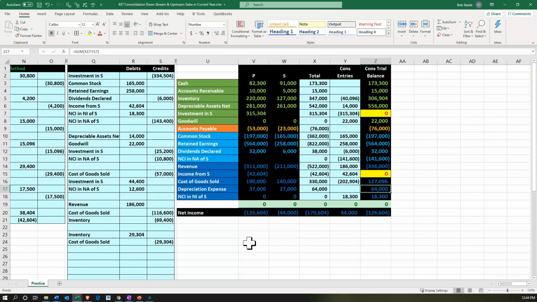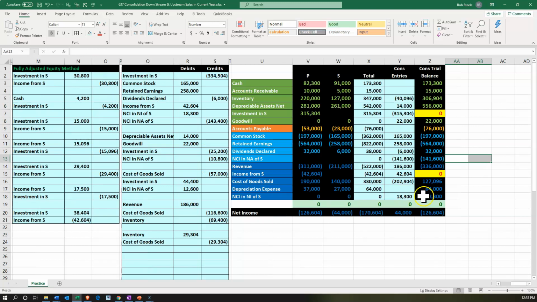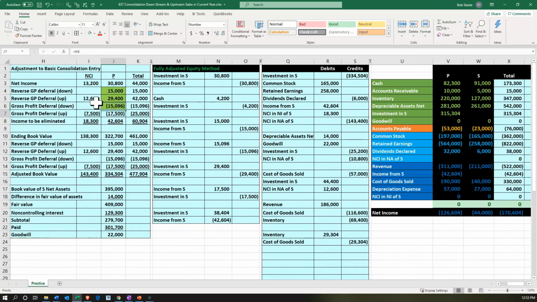So that brings us to, if we look at some of our check numbers, we could say, all right, that's 0, that's good. That's 0, that's good. This represents the common stock that's on P. Looks good, looks good, looks good. We can also check the non-controlling interest here. That 18.3 should be tying out to our table at the 18.3 there.